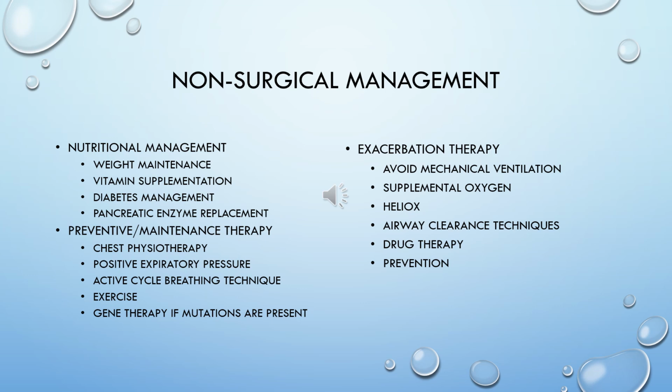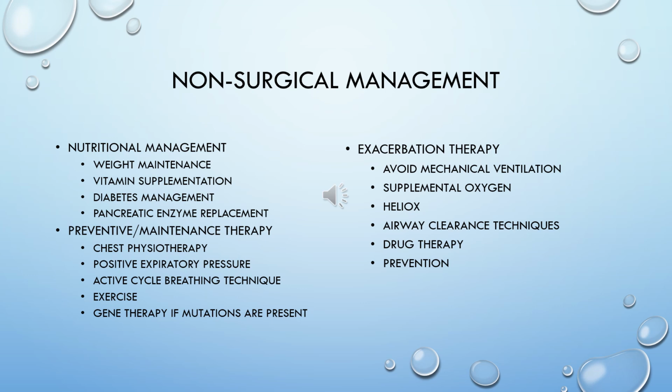Preventative and maintenance therapy, they'll do some chest physiotherapy. This may include using a chest physiotherapy vest that they put on that rattles and rumbles them to help loosen up those secretions so they can be coughed out. They may do positive expiratory pressure, different breathing techniques, activity or exercise, as well as gene therapy if they have a mutated gene present and they know that.